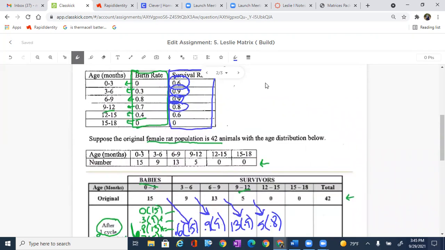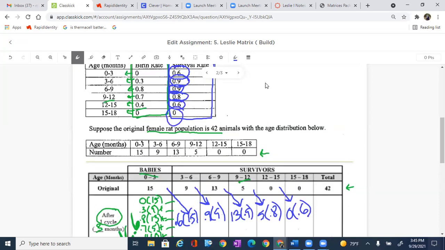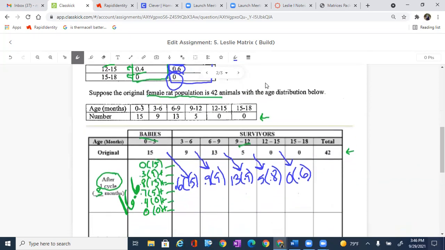Okay, and then out of those, the 12 to 15 months have a survival rate too. They've got a survival rate that's going to get them to 15 to 18 months. So I'm going to say, okay, well, there's 0 of them, which is 0.6. Okay, and then of course, check out what happens in the end. Rats don't live longer than 18 months. They usually die off in this study. Okay, so we're not going to even have to worry about that.